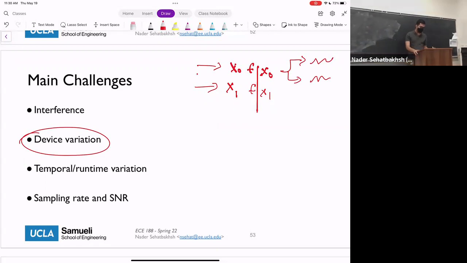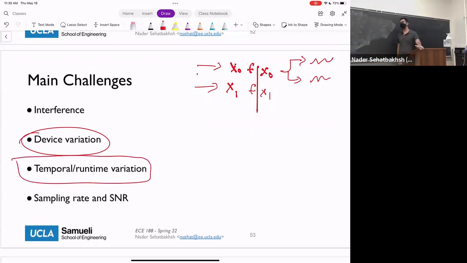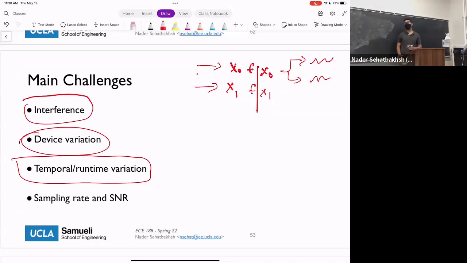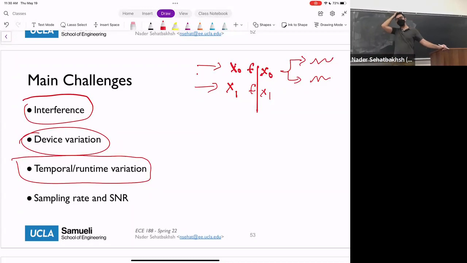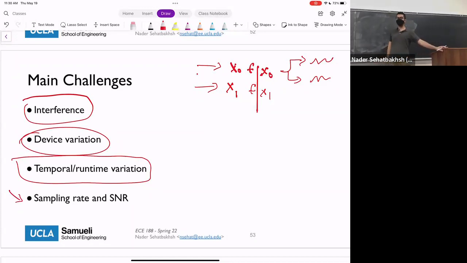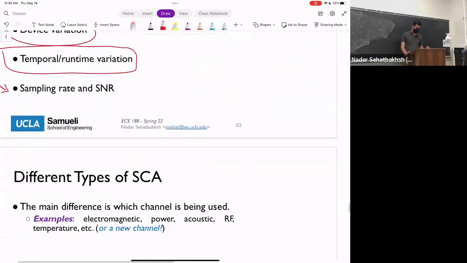There are also environmental variations such as temperature or runtime. For example, if the device gets hotter, the signal that we are receiving might be different than the signal that you're receiving in normal scenarios. There could be interference from the outside. For example, if you're trying to collect electromagnetic emanations, there is interference coming from other RF signals in the same band and so on. That's also another challenge that we have to look at. And of course, the SNR or the sampling rate of the acquisition device that we use also plays an important role in your system.